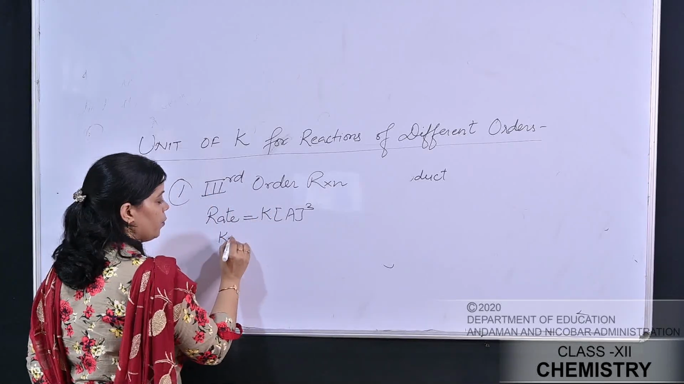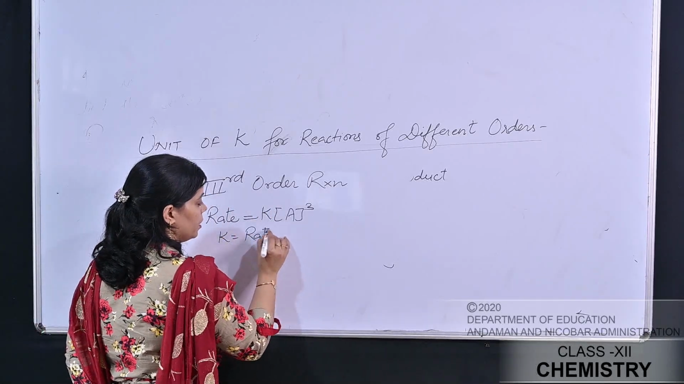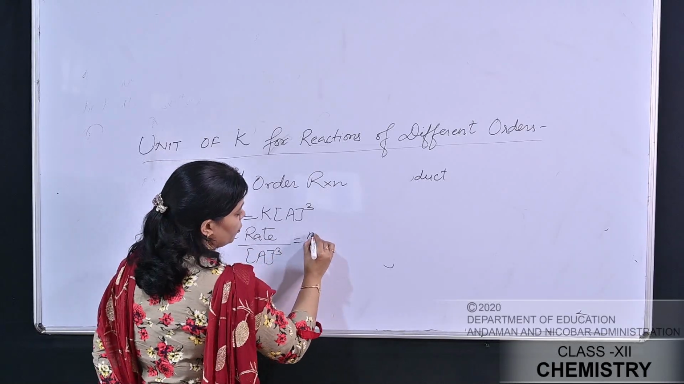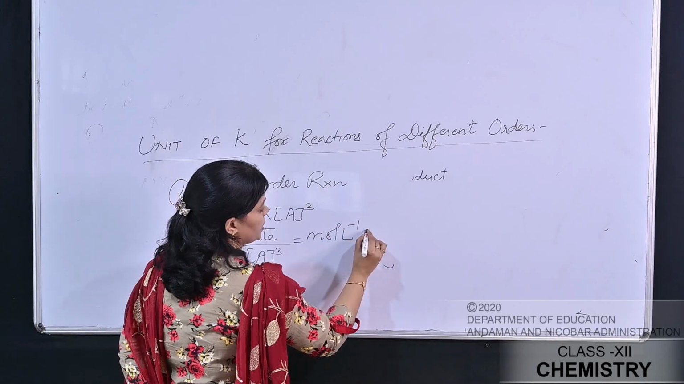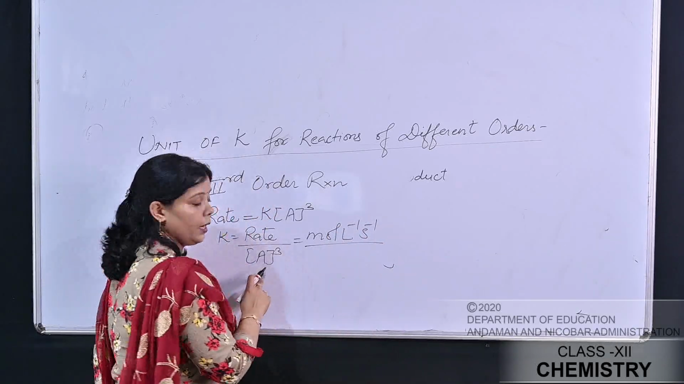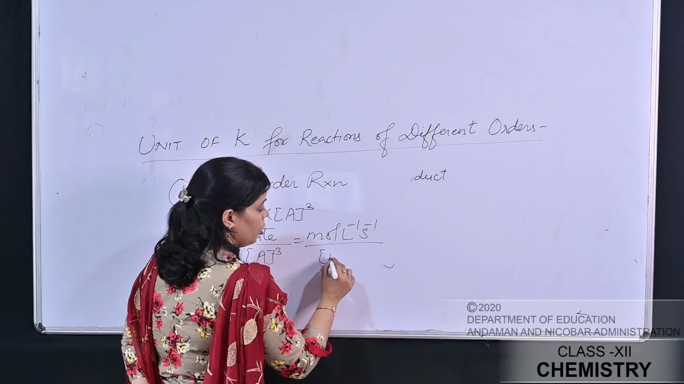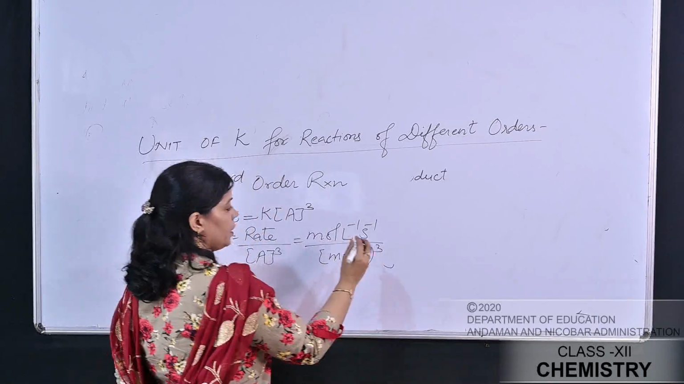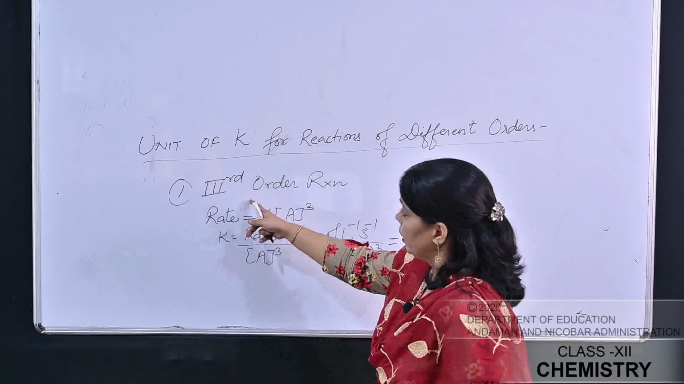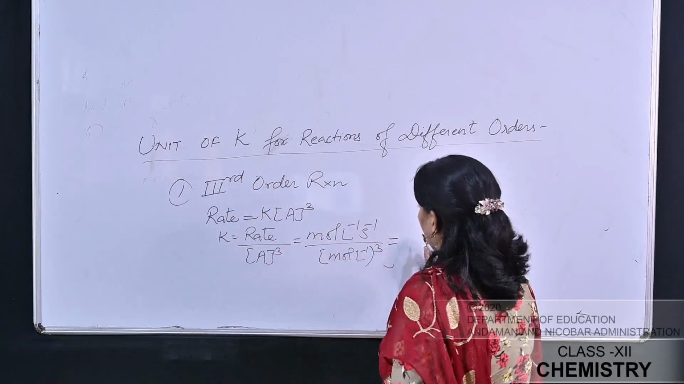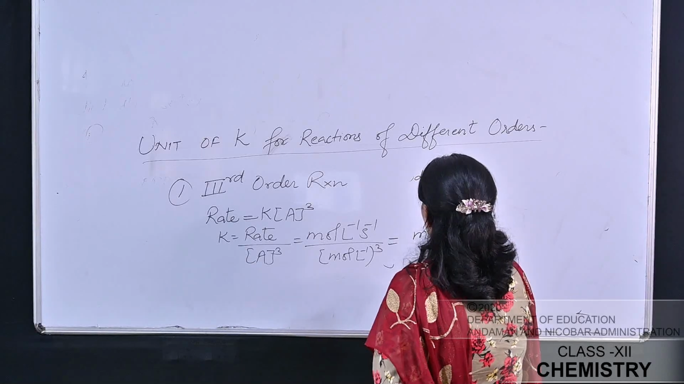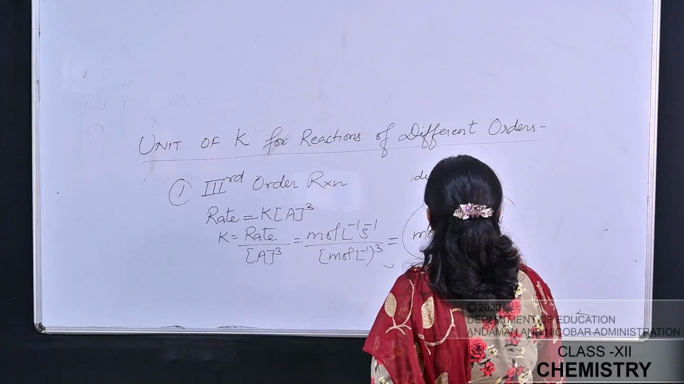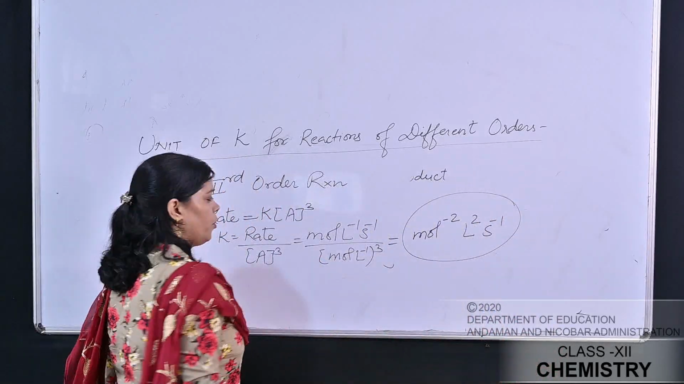So K is equal to rate divided by the concentration of A raised to the power 3. The unit of rate is mole per liter per second, divided by the unit of concentration, which is mole per liter cubed. After solving this, we get the unit of rate constant for a third order reaction: mole inverse liter square and second inverse. This is the unit of rate constant for a third order reaction.